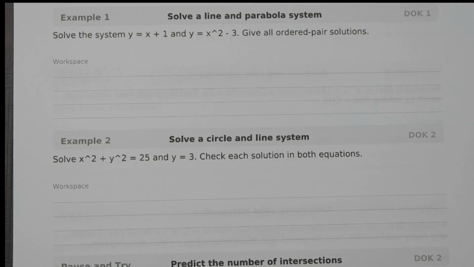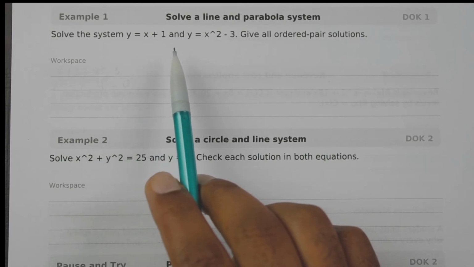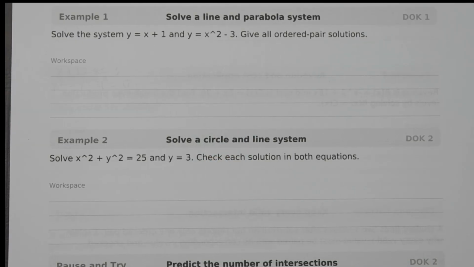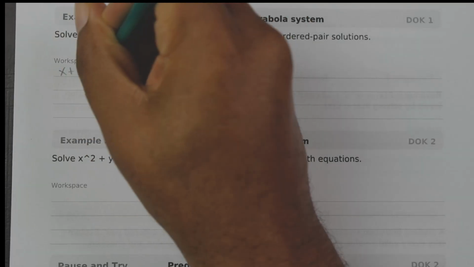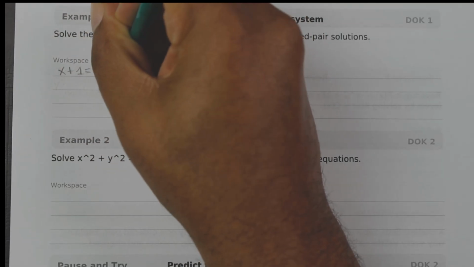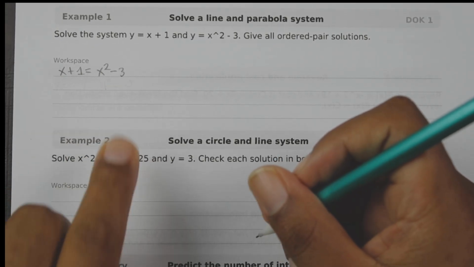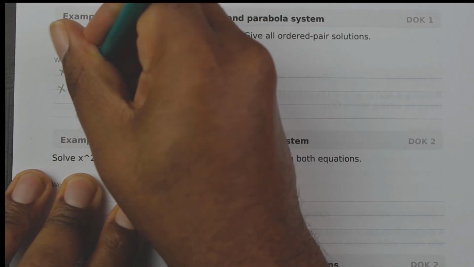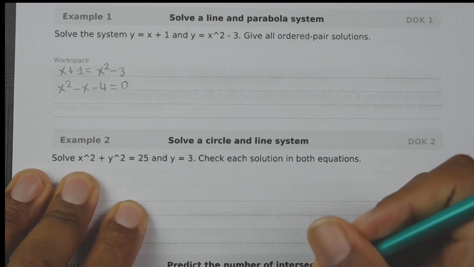Okay, so the first one says solve a linear and parabola system. Notice we have y is equal to x plus 1 and y is equal to x squared minus 3. So what we can do here is we can essentially set these equations equal to one another. x plus 1 equals x squared minus 3. Then what I want to do is move this over here, which is going to be x squared minus x minus 4 equals 0.